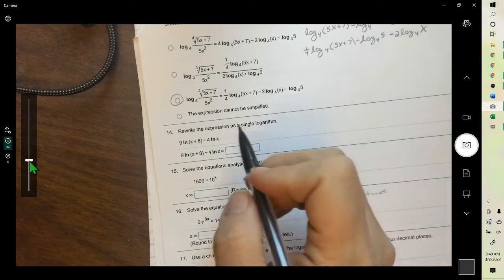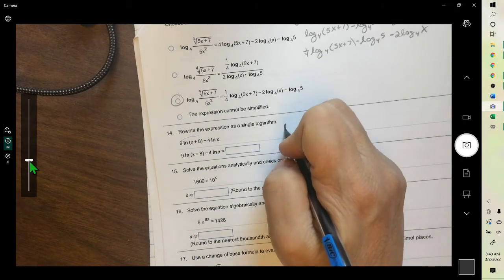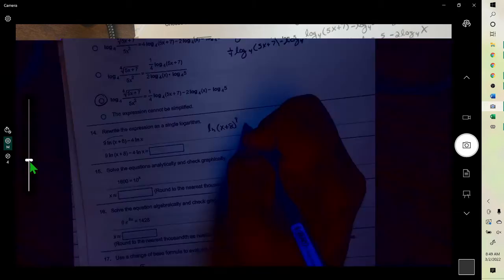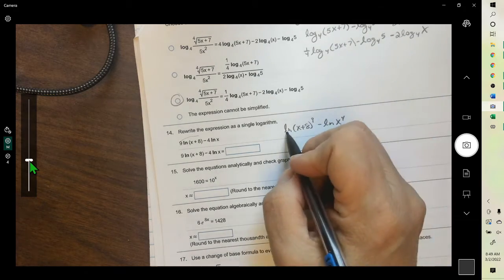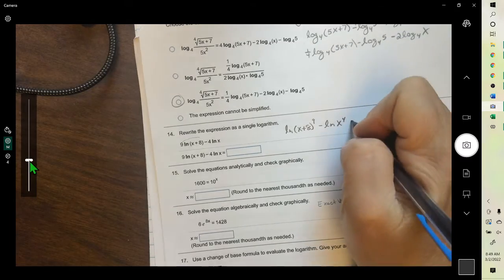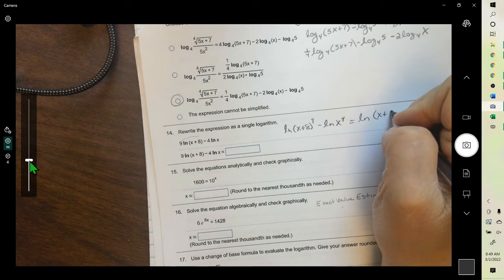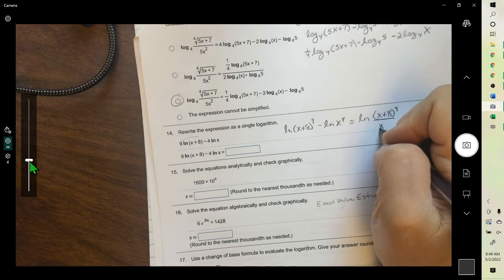So to rewrite it, bring the exponent up first. So the natural log x plus 8 to the 9th minus the natural log of x to the 4th. When you're subtracting, it becomes a division. The positive one's on top, x plus 8 to the 9th, and the negative one goes in the bottom, x to the 4th.